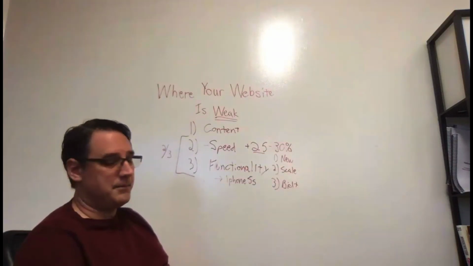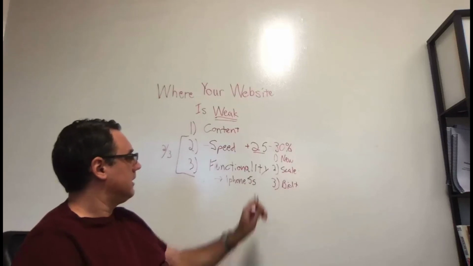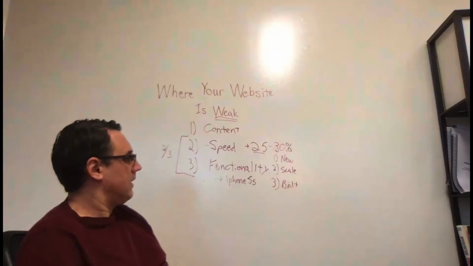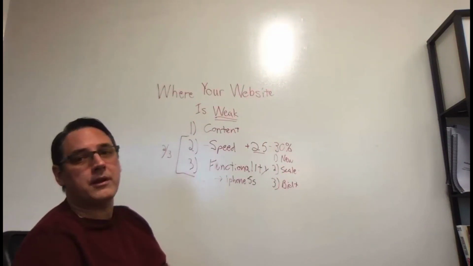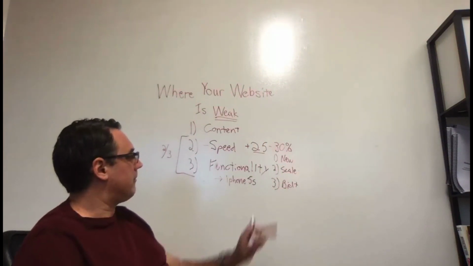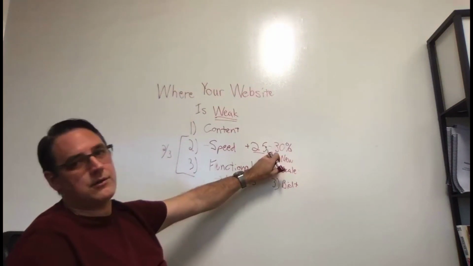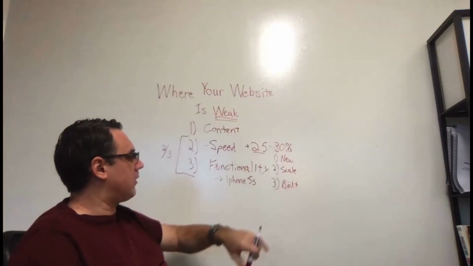Takes some time to make that much more conversions. But in a lot of cases, 50 to 75% is doable within a few months. 25 to 30% is usually doable within 4 to 6 weeks, depending on how quickly you can act on it.